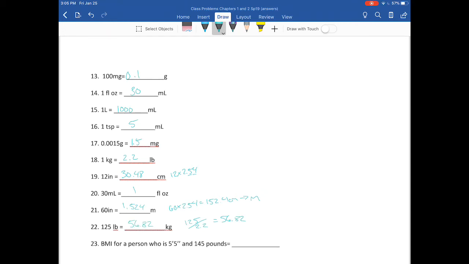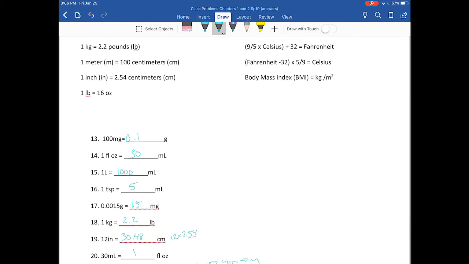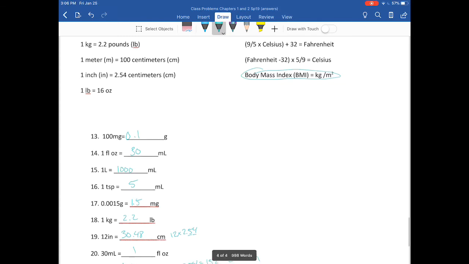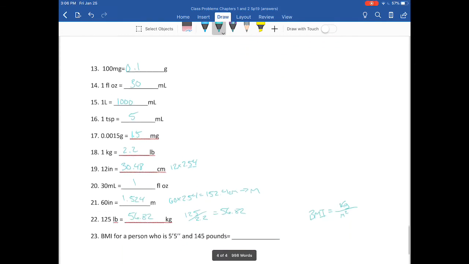Now, when we go to BMI, BMI is the one we want to discuss in more detail. So BMI is equal to the kilograms of an individual divided by meters squared. If you look up here, we have body mass index, BMI, and its equation. So we're going to find the kilograms of someone divided by their meters squared.